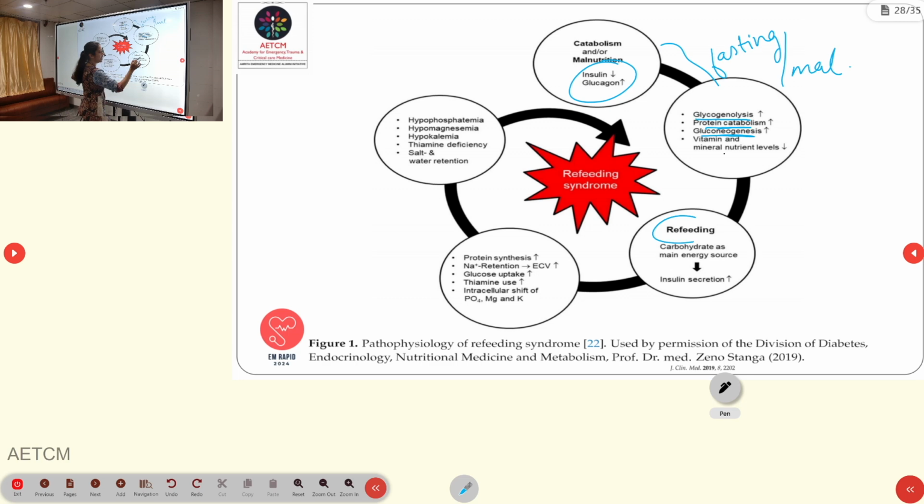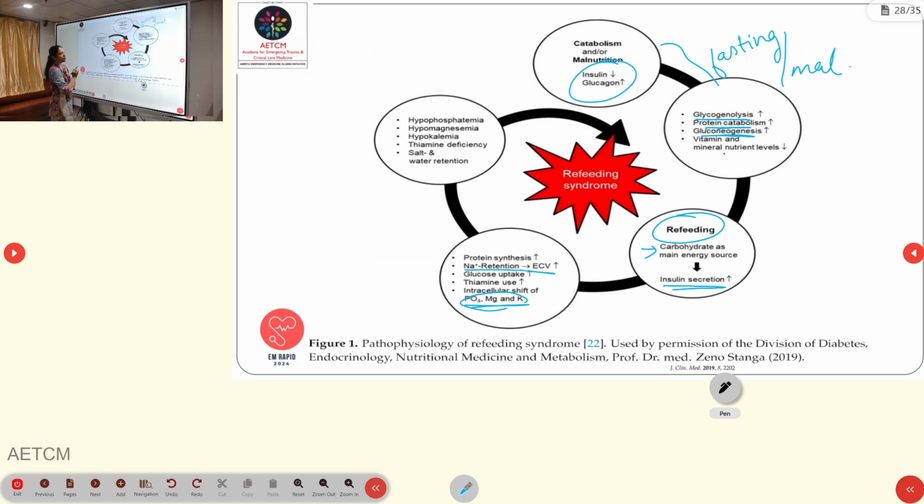As we start feeding, what will happen in the patients? Carbohydrate will be used as the main energy source. So insulin will be produced more in the body. As a result, the body will go into an anabolic phase. So there will be an increase in protein synthesis, more glucose uptake, then thiamine use will increase, and as I told, intracellular shift from the extracellular fluid: the phosphorus, magnesium, potassium will all go into the intracellular space. So there will be extracellular deficiency of phosphorus, magnesium and potassium, and also there will be sodium and water retention.